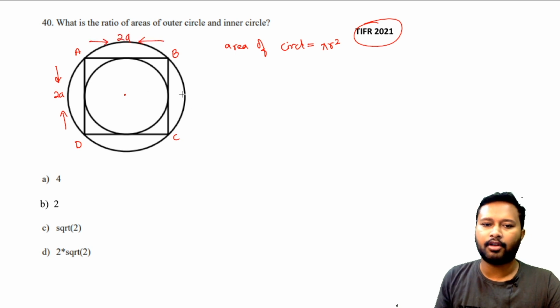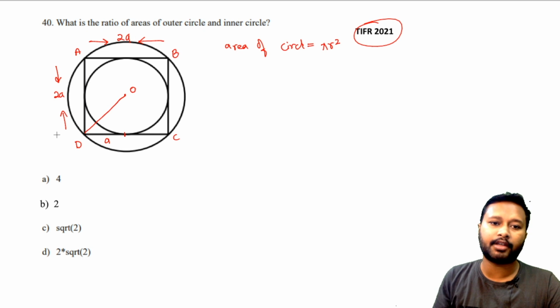If I just talk about the half of this length, that is going to be a, right? As simple as that, because this total length is 2a, so half is going to be small a. A square has all the sides equal, so every side is going to be the same. Now if the center is, let's say, O, and if I join O and D, this is nothing but the radius of the bigger circle. So I'll just call it capital R, right? That's the radius of the bigger circle.